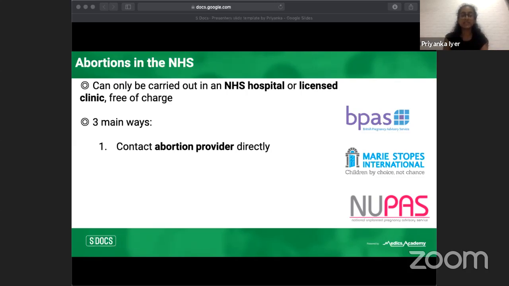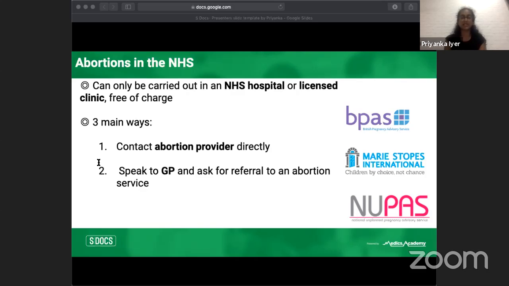Second, they can speak to their GP and ask for a referral to an abortion service. And if the GP has any objections to abortion because of their personal beliefs, they should be able to refer you on to another doctor without any delays. And the third is contacting a sexual health clinic, sometimes called a family planning or a GUM clinic. And they can then refer them on to an abortion service. So waiting times can vary, but women should not have to wait for more than 2 weeks from when they first contact an abortion provider.